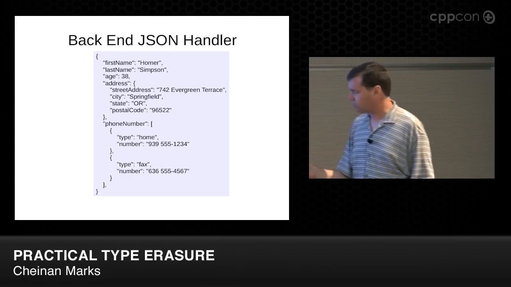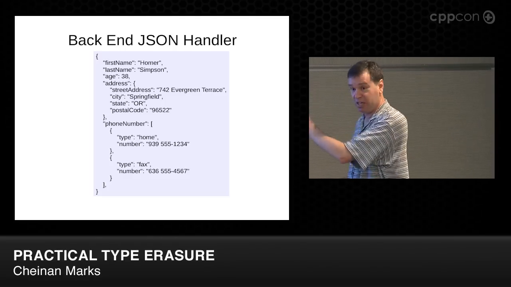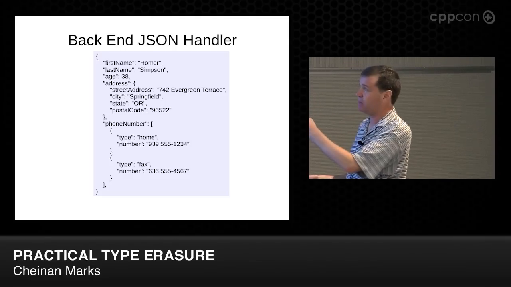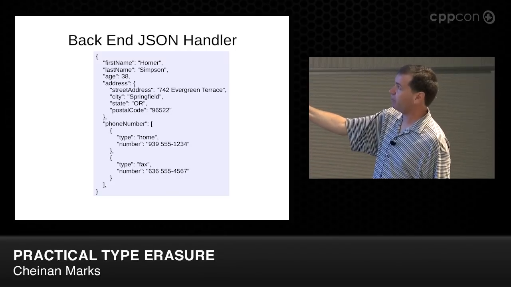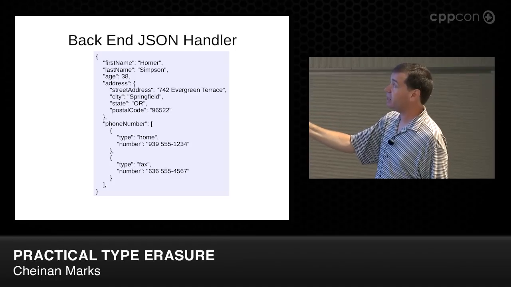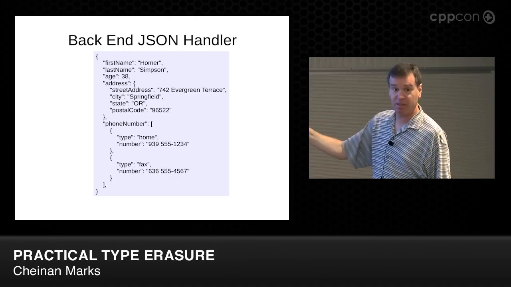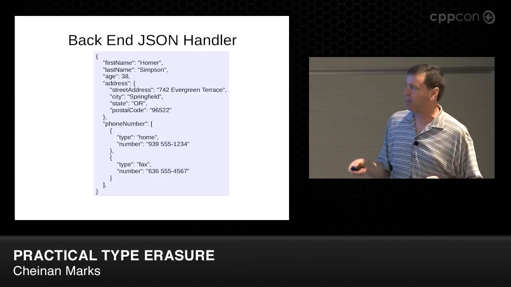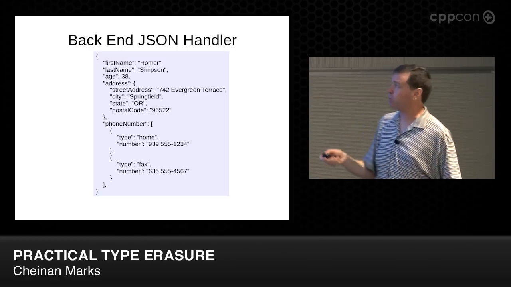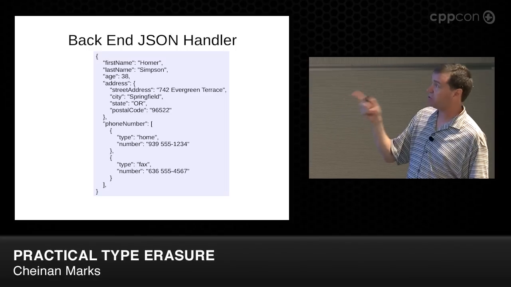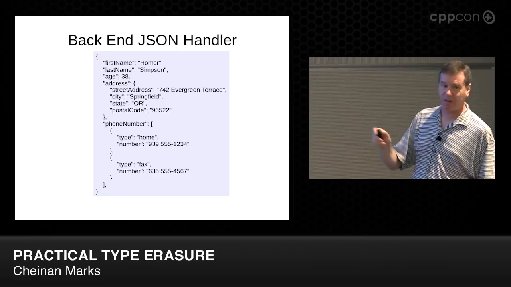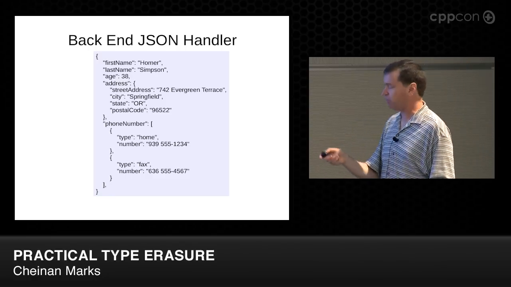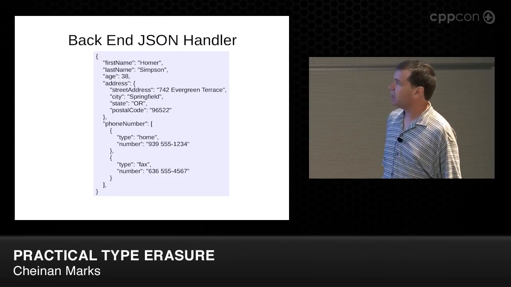So I want to store this JSON in a backend, and I want to be able to query it. I want to be able to say, give me the first name, and I'm going to get Homer, or give me the age, and I'm going to get 38, or give me the address, and I'm going to get the map that is the address. So this is going to be a backend that's actually going to return multiple types. It's going to return the strings, the ints, a map of strings to strings, and a vector of phone numbers, where phone number is a struct.